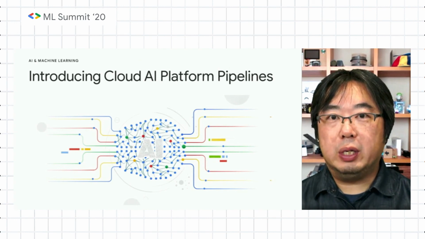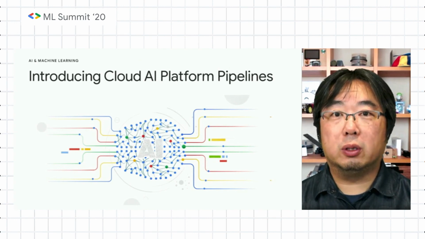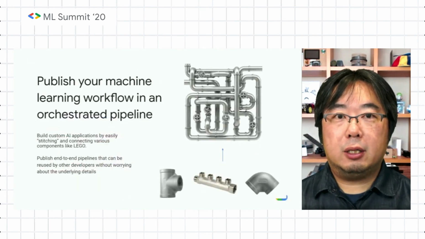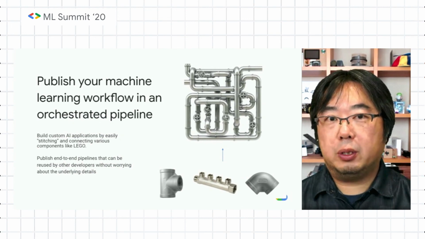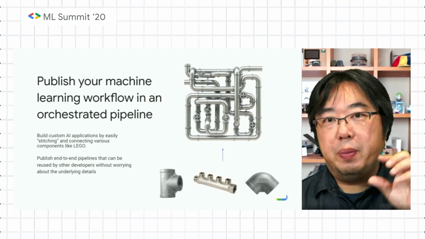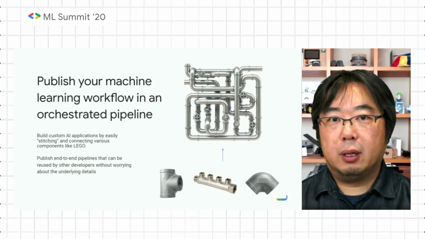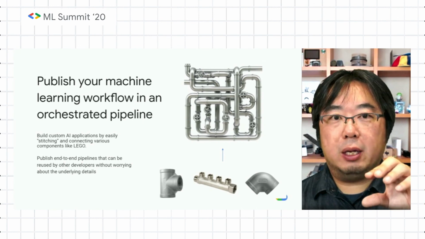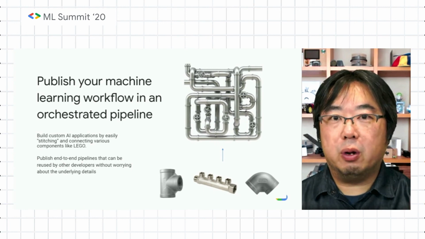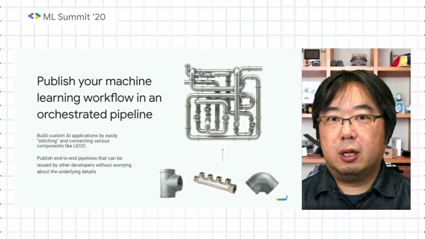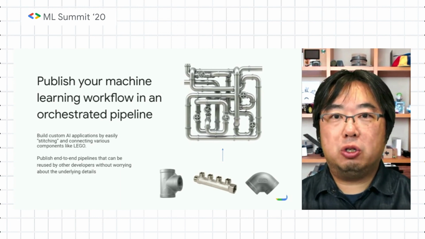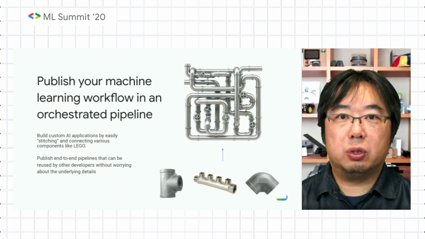So that's the reason why we introduced a new product called Cloud AI Platform Pipelines. That is a product mainly for the ops engineers and also for the data scientists to build a production machine learning pipeline, just like combining the log blocks for building your house. So we provide multiple different components and modules, so you can easily build your own pipeline with those modules.